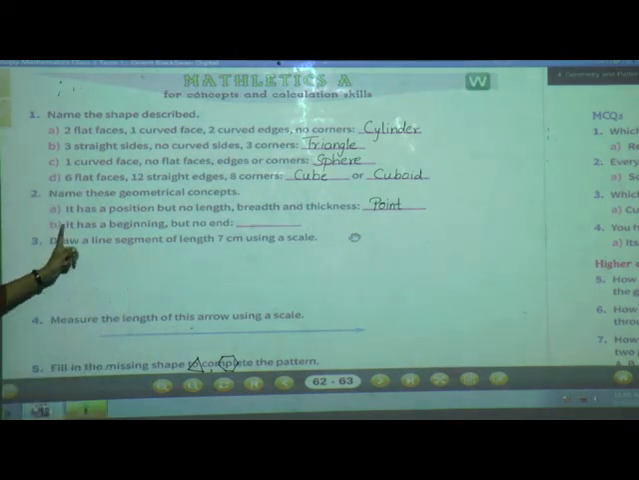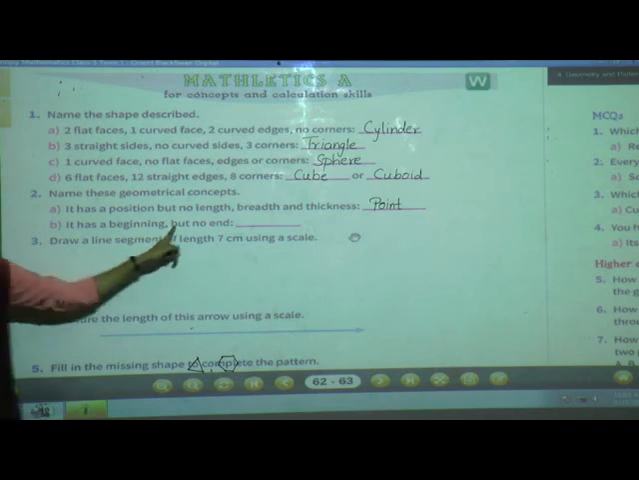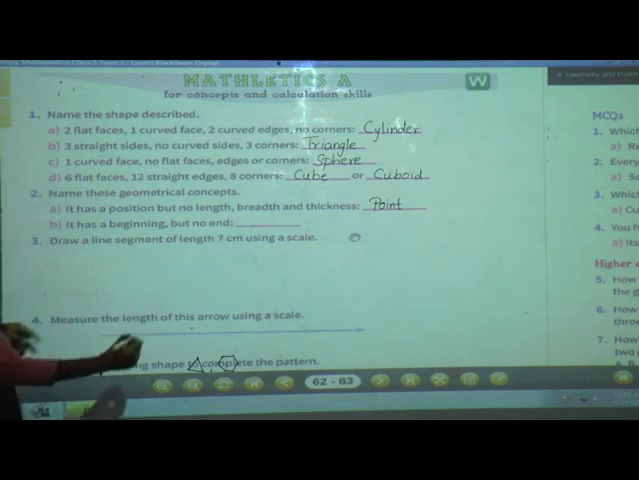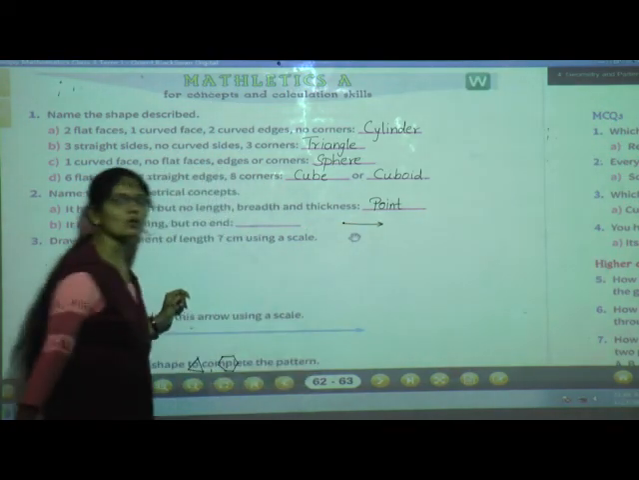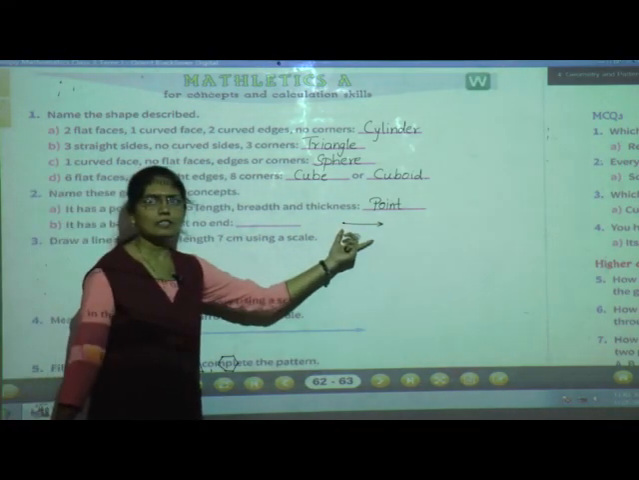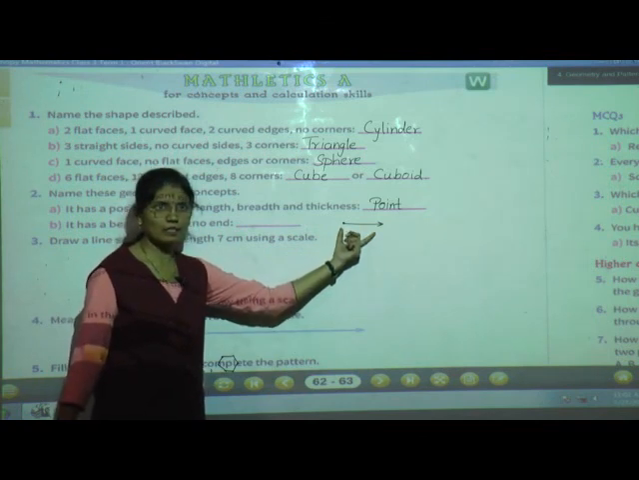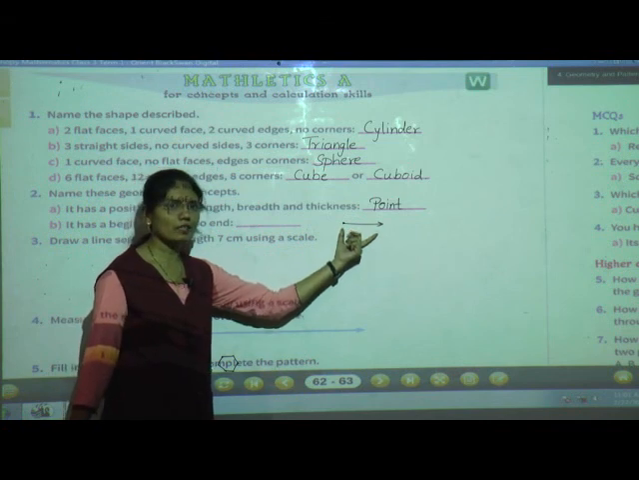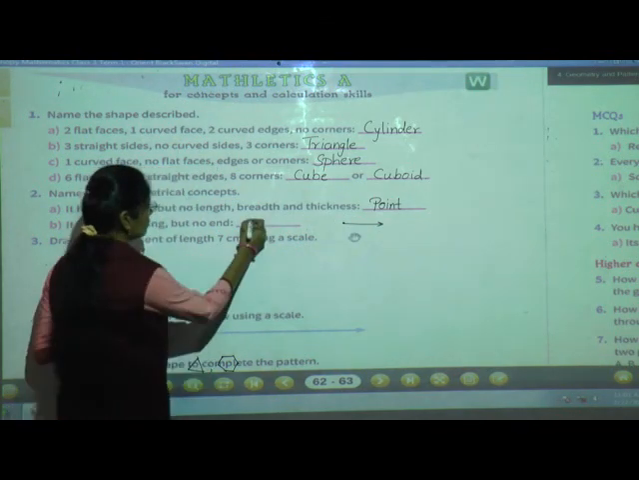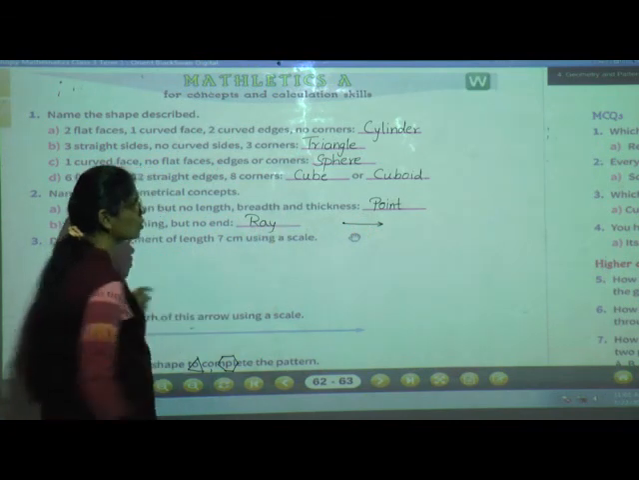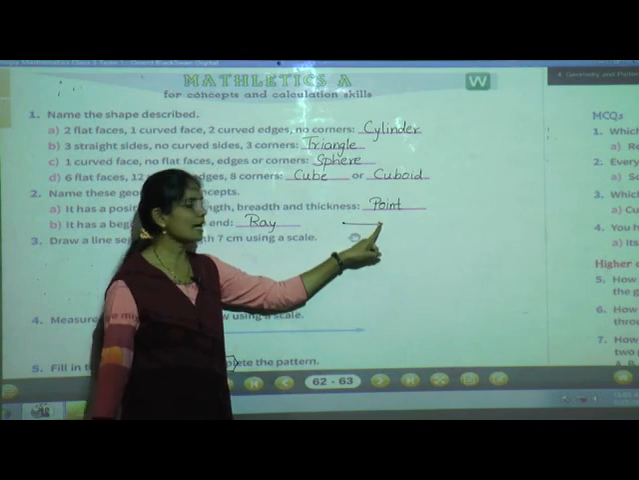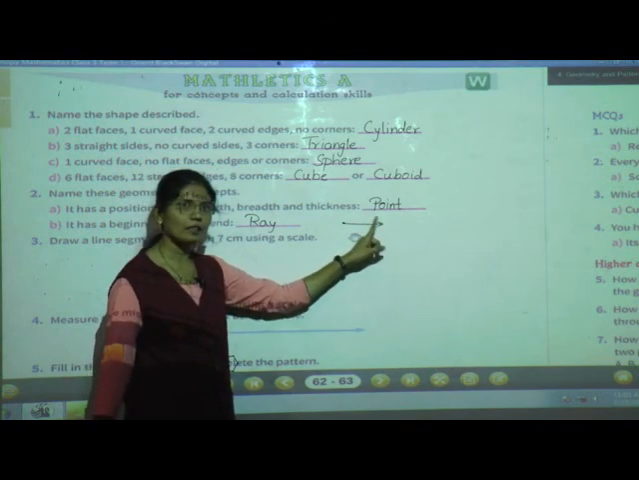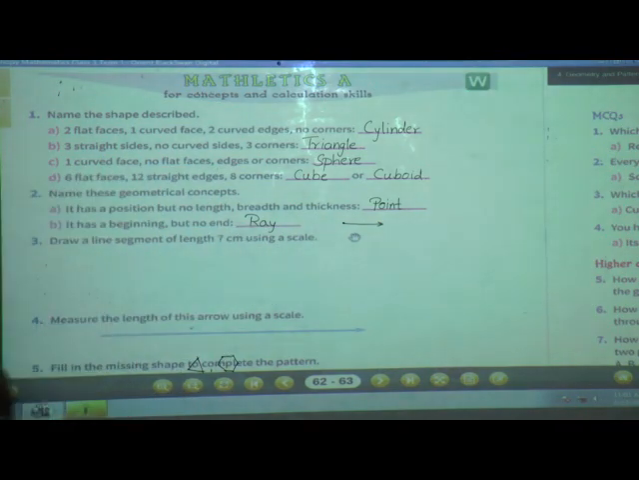Another is B1. It has a beginning but no end. See, it has a beginning point but it has no end point. So which geometrical concept is it? Is it a line? No. Line segment? No. Then what is it? It is a ray. Because it has a beginning point but no end point. This arrow tells us that it has no end point. So this is a ray.